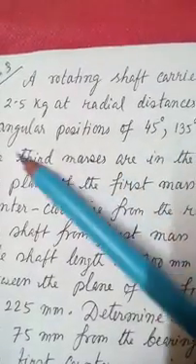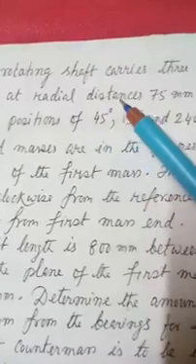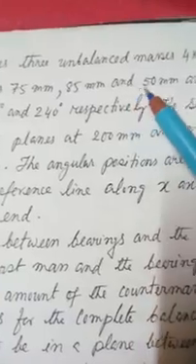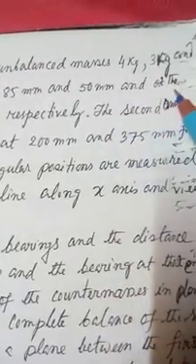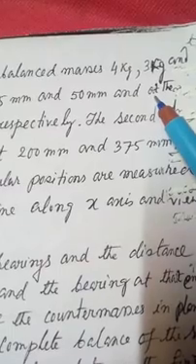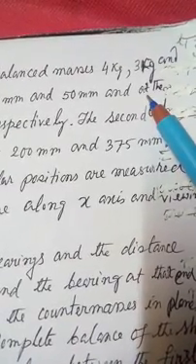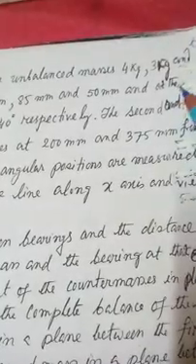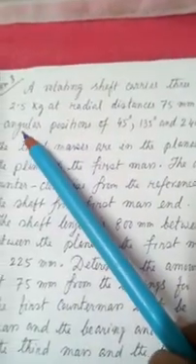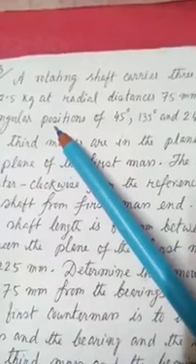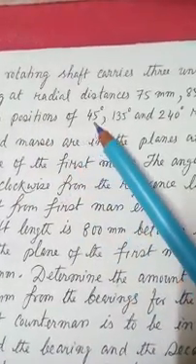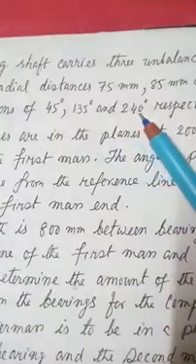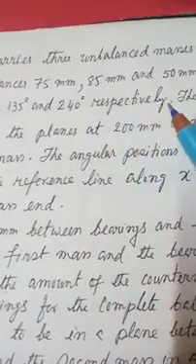So, at radial distances of 75 mm, 85 mm and 50 mm, and at the angular positions of 45 degree, 35 degree and 240 degree respectively.